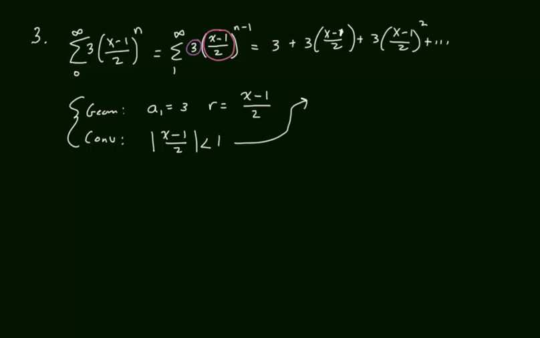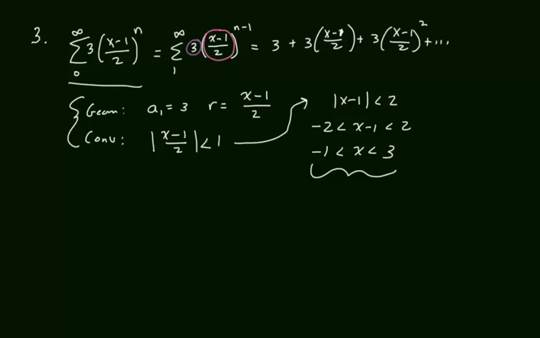So let's just do the quick algebra on that. So x minus 1 is less than 2. So that's negative 2 less than x minus 1 is less than 2. Of course, you know all of this. So negative 1 is less than x is less than 3. So this here becomes our interval of convergence. These are the values of x for which this power series will converge.